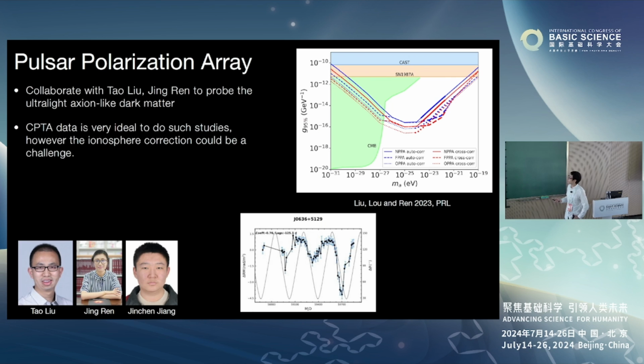With that, we can do some other things. We collaborate with Professor Liu Tao to probe ultralight dark matter using a pulsar polarization array, and we are still working on that. However, there is a very large systematic error caused by the ionospheric correction. There can be very large systematic error, so we are still looking into that to see what the systematic error looks like.